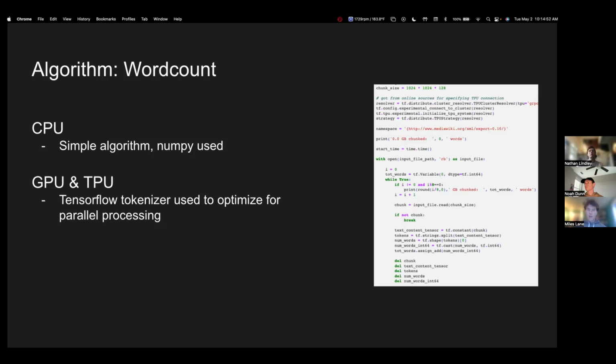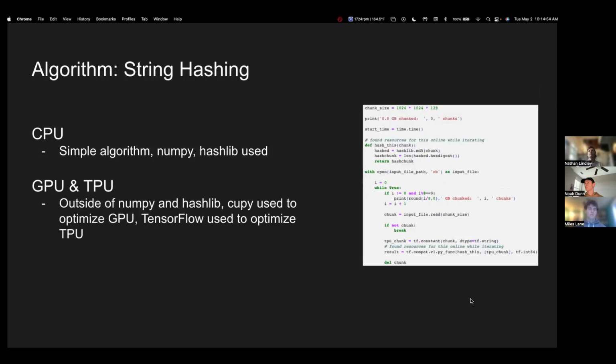Next, we're going to look at the hashing algorithms. So with string hashing, the CPU, once again, was a simple algorithm using NumPy and also hashlib. And hashlib was used for all three algorithms, but the difference between the CPU and the GPU and TPU is that the GPU used the CuPy library, which uses CUDA drivers to configure the algorithm to run on a GPU. And the TPU used TensorFlow to configure the TPU for parallel processing.